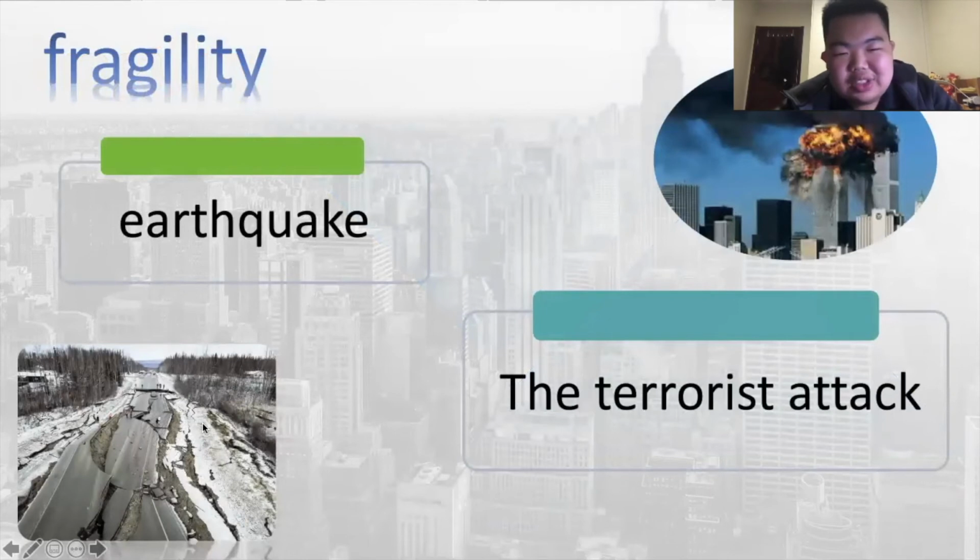And also, when some disaster happens, like the 911 terrorist attack and the earthquake in 2011 in Japan, thousands of people died because of living densely. If they had lived over a large range of areas, maybe only a few people would have been killed.